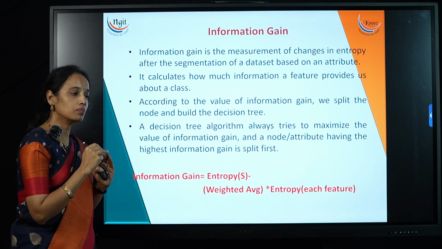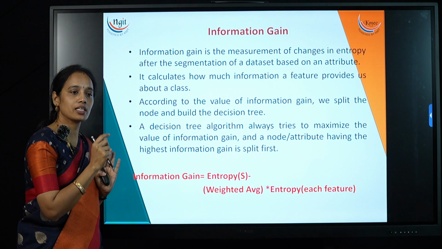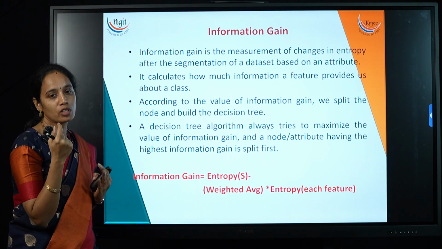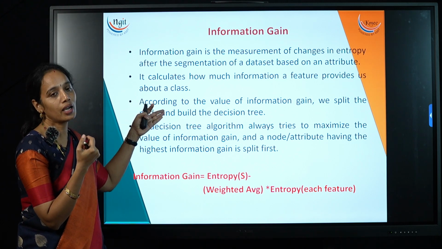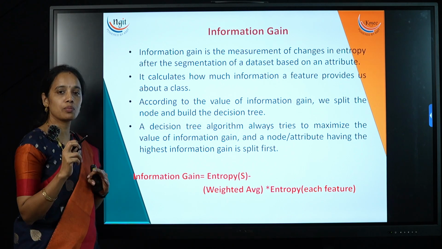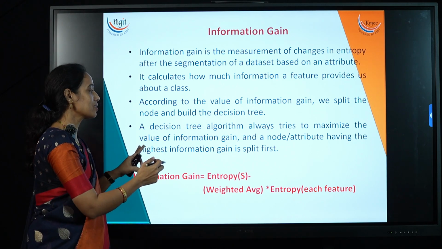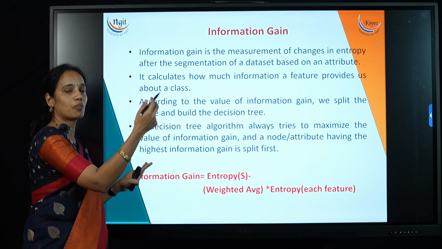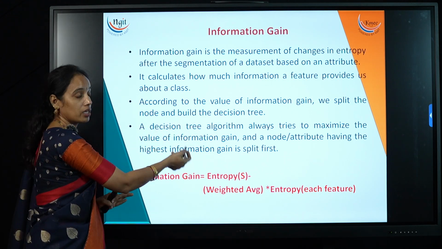Here the main agenda of the decision tree is finding the best root node. How we are going to find the best root node is to calculate the entropy and the information gain. So the decision tree algorithm always tries to maximize the value of information gain, and the node or attribute having the highest information gain is split first. That is what I explained.